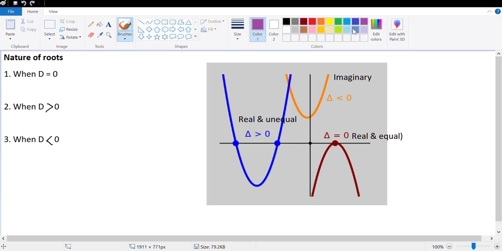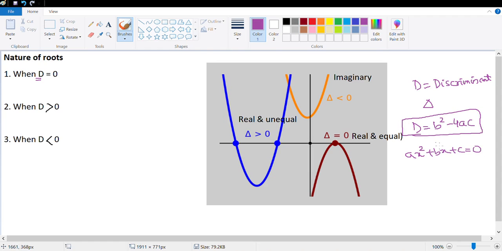The concept says we can figure out the nature of roots or the type of roots for a quadratic equation by trying to figure out the discriminant. Now what is the discriminant? Well, I have written D. D is equal to discriminant. We've done this in class 9 also. It is also written as delta by some people. D is equal to b square minus 4ac of the quadratic equation ax square plus bx plus c is equal to 0.